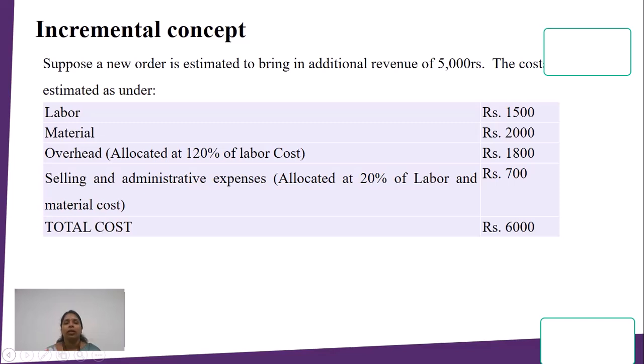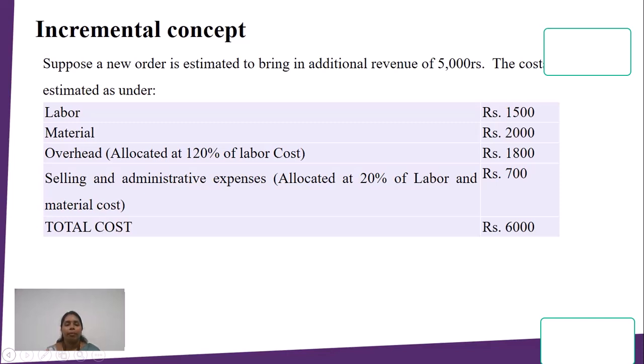This is based on the company's policy. The percentage can vary according to each company. Selling and administrative expenses are estimated at rupees 700, that is allotted at 20% of labor and material cost. So the total cost will be 6,000 rupees.